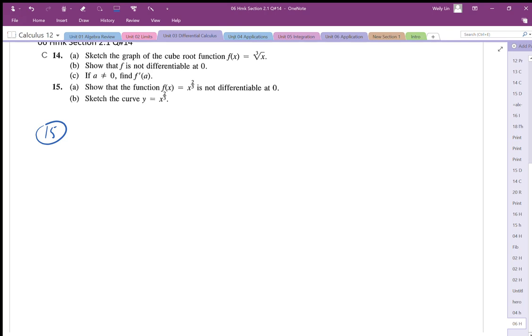Number 15 says, show the function f of x equals x to the power 2/3 is not differentiable at 0. Now we can do this a couple of ways, and part B says sketch the curve. So we can do this by showing the derivative is not defined at 0. We could also show this by sketching the curve and seeing that there's actually a kink on this curve at 0.